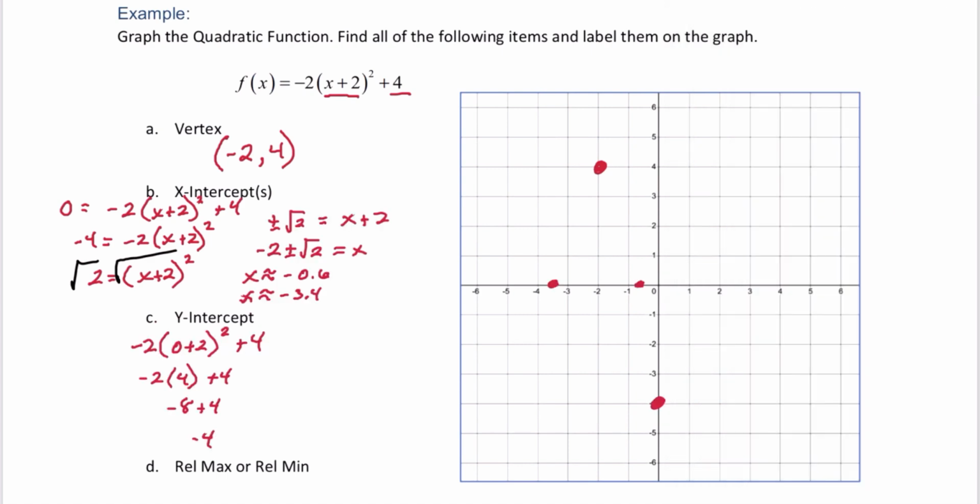Notice that we can get an additional point if we recognize that the axis of symmetry goes through the vertex. If this y-intercept is 2 units away from the axis of symmetry, we know that there's a point over here, (negative 4, negative 4), that must be there due to symmetry. That will help us get a better sketch of the parabola.